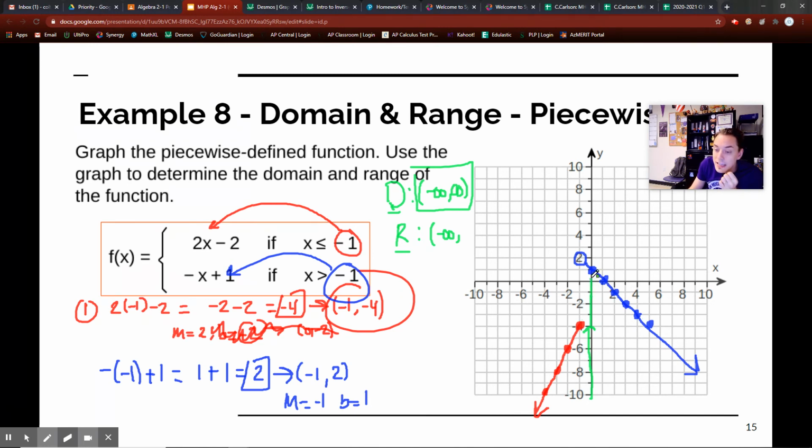Now, where do I get a break in this graph where it stops existing? Where does it stop existing? Right here. What is that value? What's that y value? I'm looking at y values here. Bottoms up, y values, not x values, not inputs. I'm looking at outputs. What value is that on my y-axis? 2. Is that closed or open? It is definitely open. This is my range.